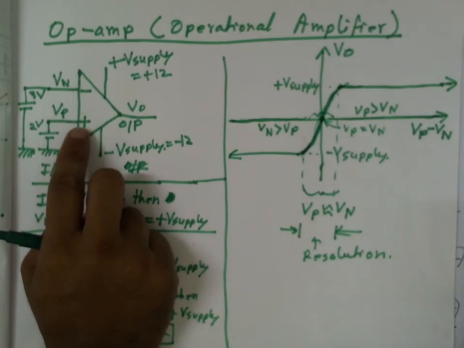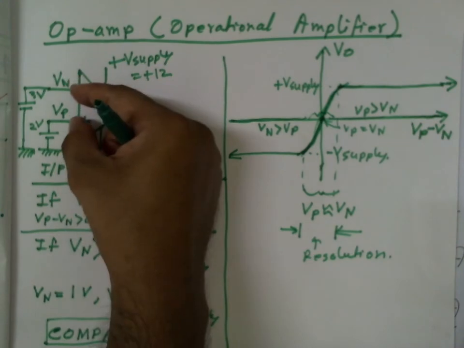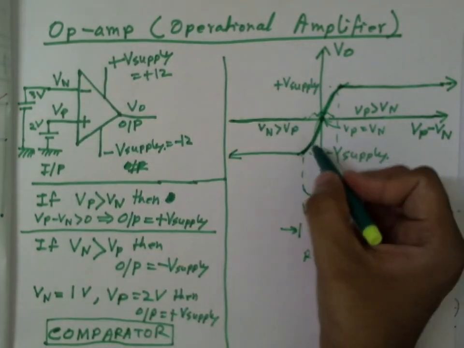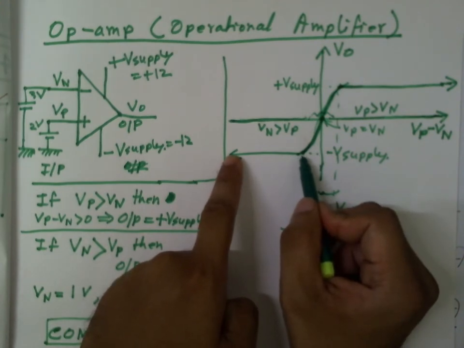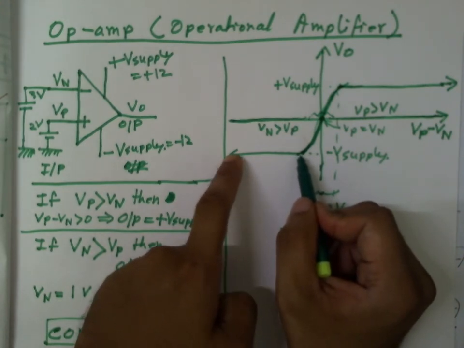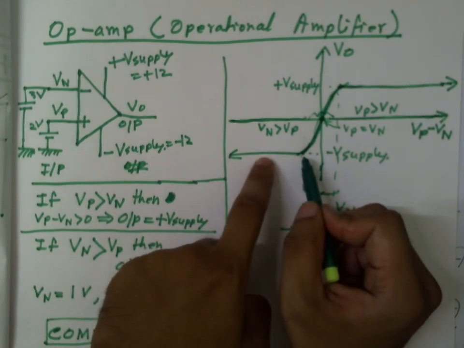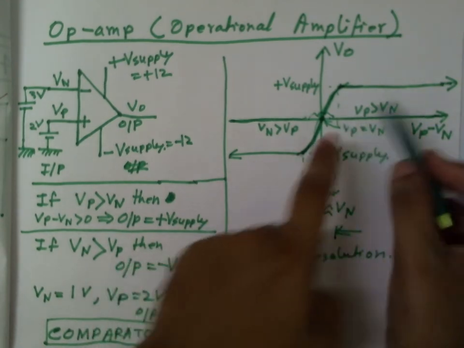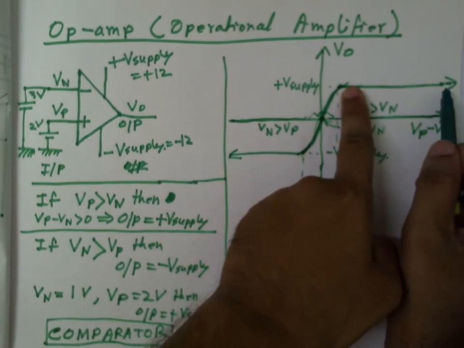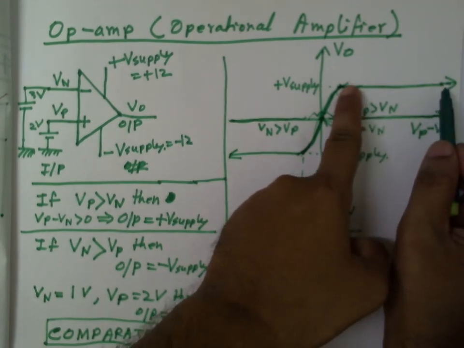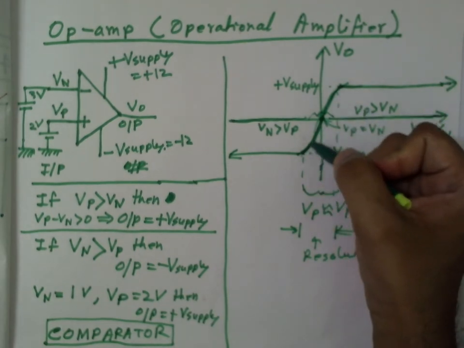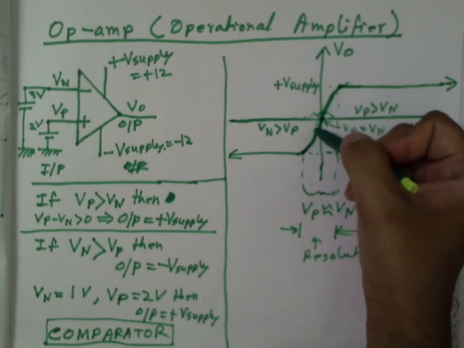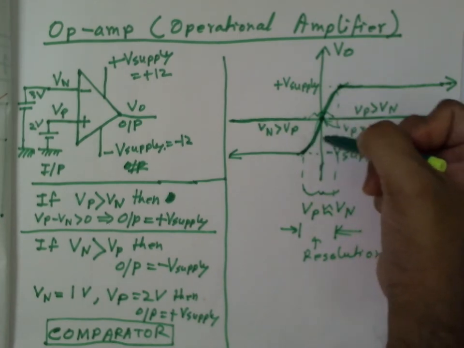distinguish, cannot decide what to do when Vp and Vn are very close. You see that in this region the output is negative, so the op-amp is confident, the op-amp knows that the negative terminal has a higher voltage than the positive terminal. Here the op-amp is confident that the positive input terminal has a higher voltage than the negative input terminal. Here the op-amp is not that confident, it doesn't know exactly what to say, because the two inputs are very close to each other.